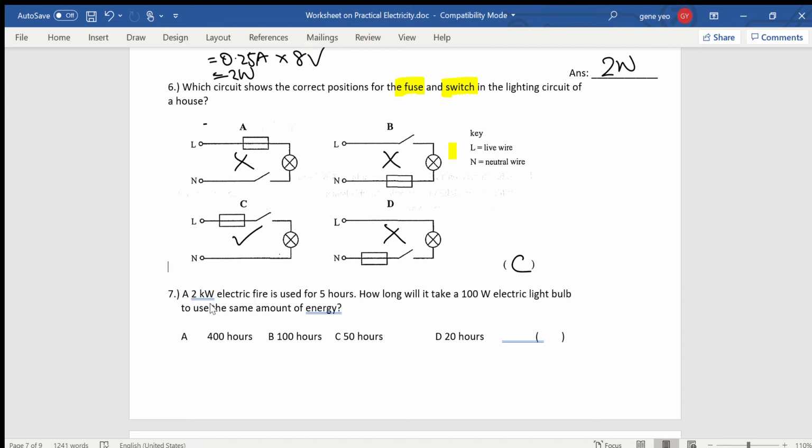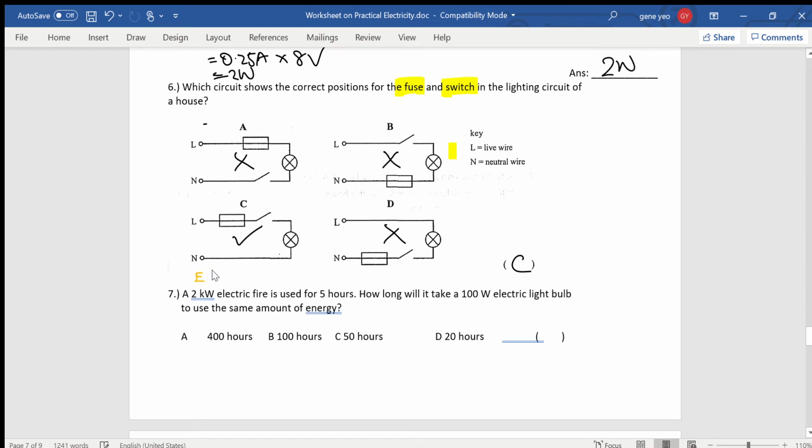Next, 2 kilowatt electrical fire used for 5 hours. How long will it take a 100 watt bulb to use the same amount of energy? So now I got to calculate what's the energy here. You can use it in terms of kilowatt hour, or you can calculate it in terms of joules. So let's calculate it in joules. So the energy here, let me do a different color. Maybe I'll use orange for the fire.